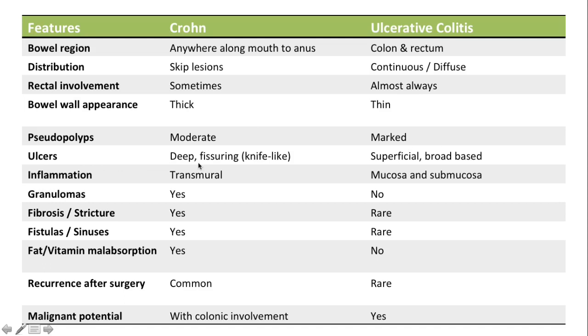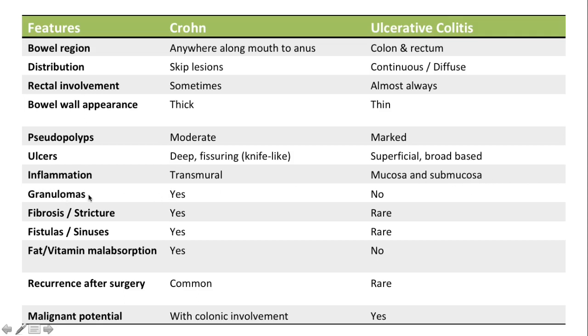Ulcers tend to be deep and fissuring, or the terminology "knife-like" is sometimes applied to these ulcers, in the case of Crohn's disease. But the ulcers in ulcerative colitis tend to be superficial and broad-based. The inflammation is transmural in Crohn's, but limited to the mucosa and submucosa in ulcerative colitis.